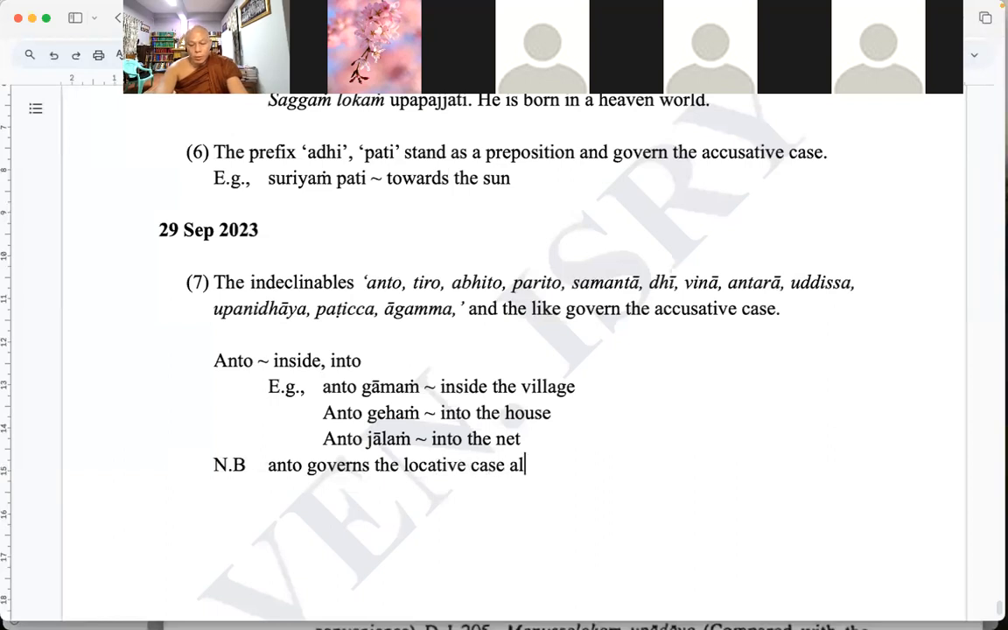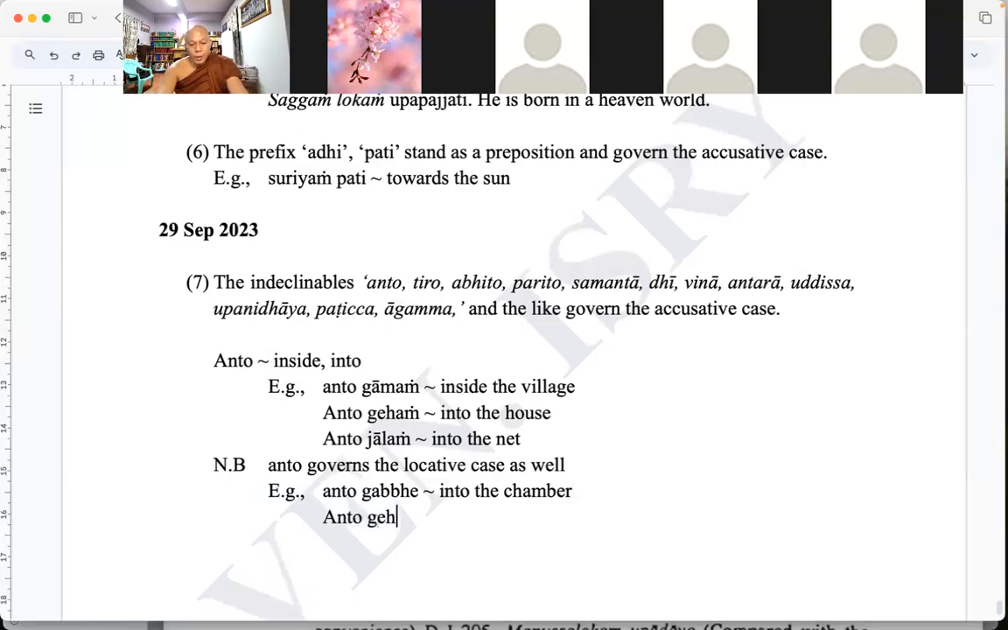So look at the case also. And ando can be into the chamber, into the room. Into the chamber. So the same way, the same example.